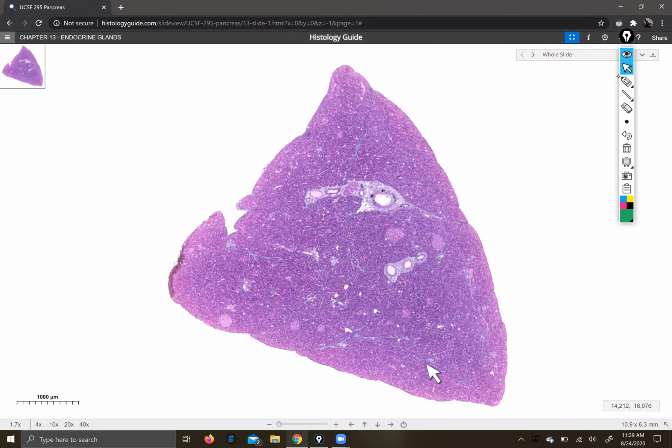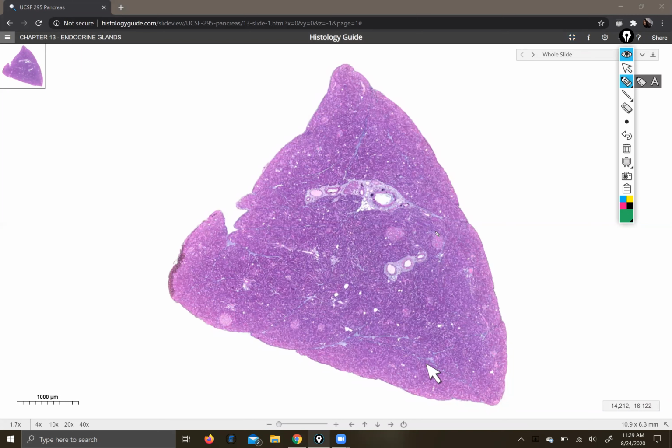As you can see here, they're very obvious, right? So we've got really obvious islets there, there, there, there, there, and there. So those are the endocrine structures, obviously. Let's go check out some of the exocrine stuff as well.